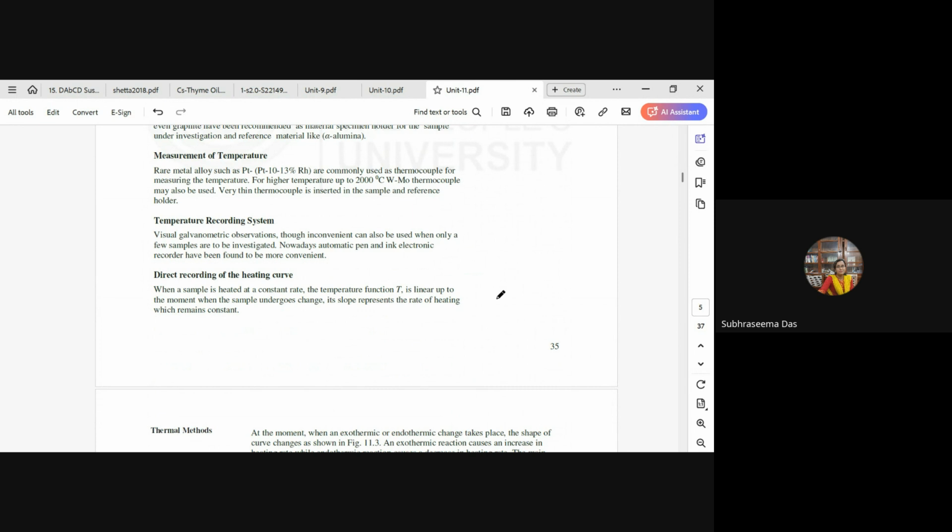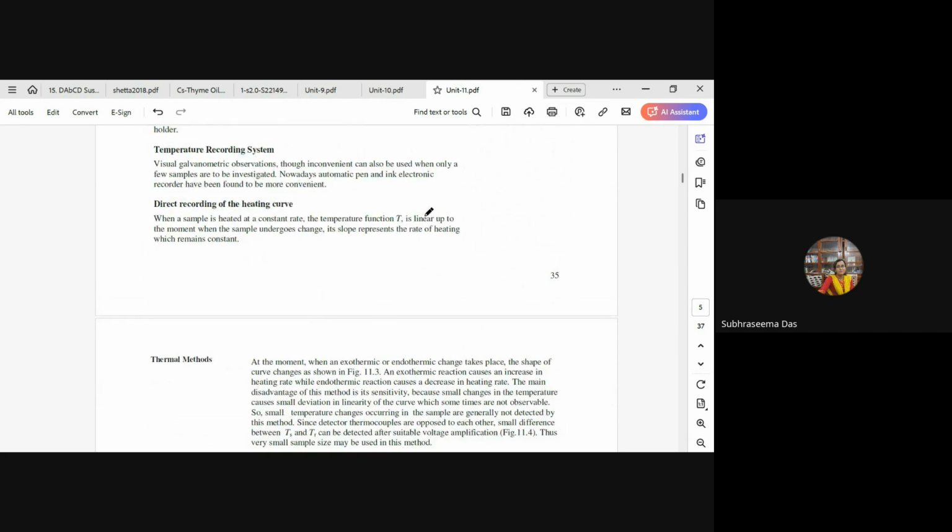Then measurement of temperature. Rare metal alloys such as platinum or rhodium are commonly used for the thermocouple for measuring the temperature. When we need temperatures exceeding 2000 degrees centigrade, tungsten molybdenum thermocouples are used. As for the temperature recording system, nowadays automatic pen and ink electronic recorders are used, and they record the temperature more accurately.